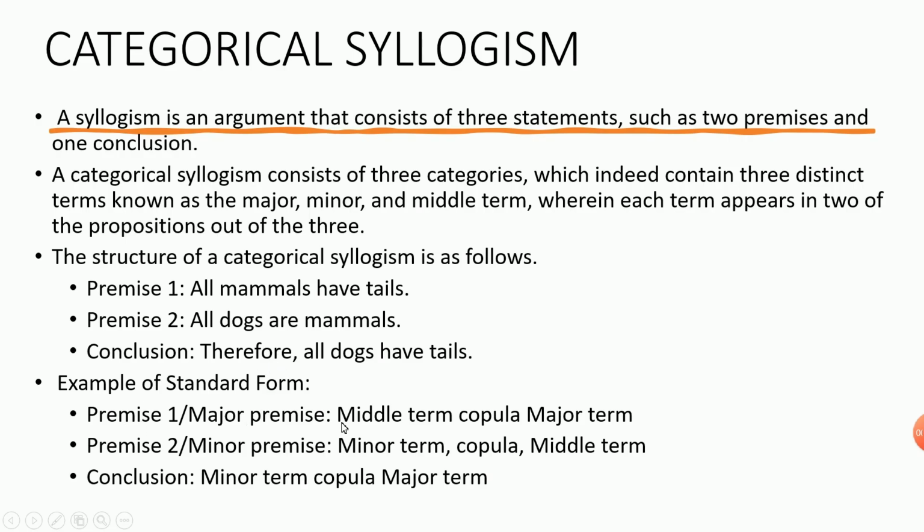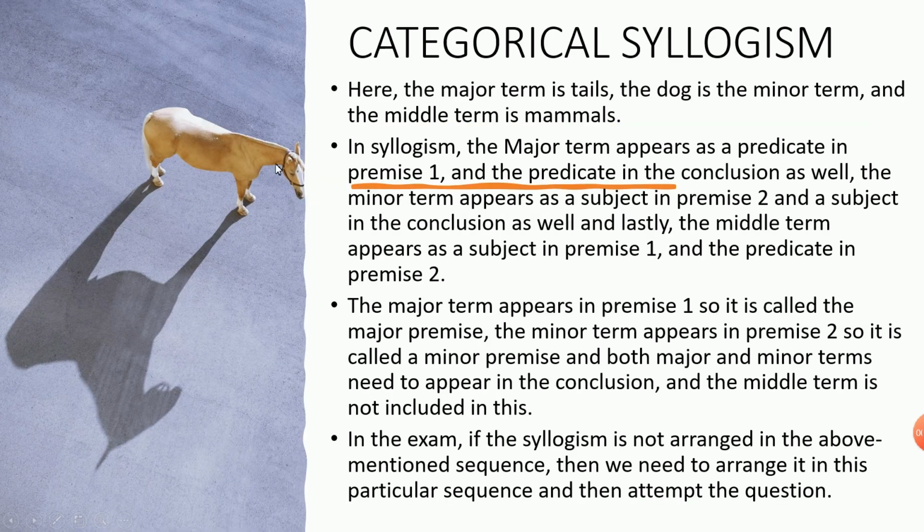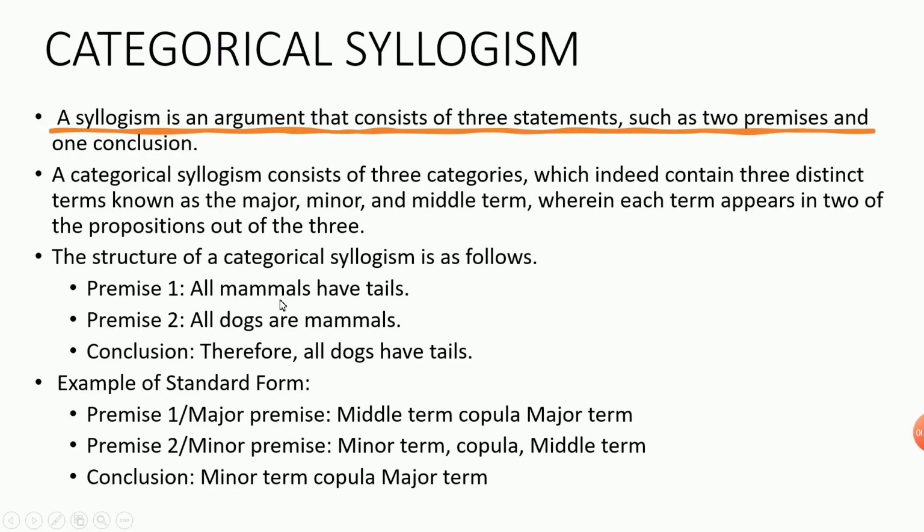So premise 1, major premise: middle term, copula, major term. Next minor premise: minor term, copula, middle term. Next comes the conclusion: minor term, copula, major term. So that is how this is formed. Here the major term is tails, dog is the minor term, and the middle term is mammals.